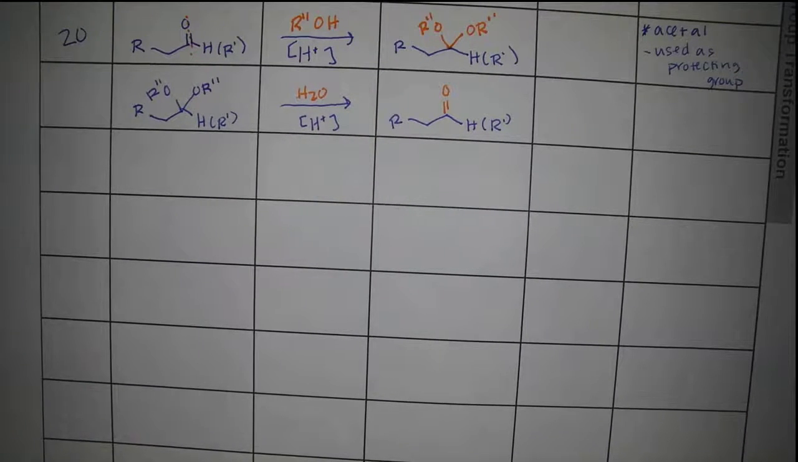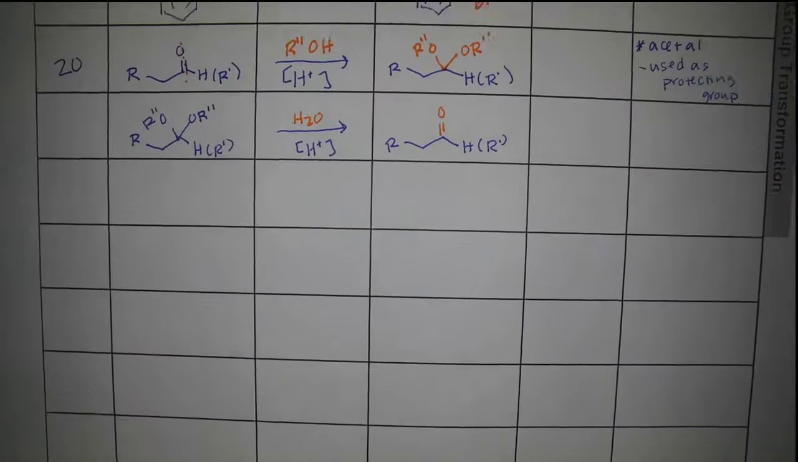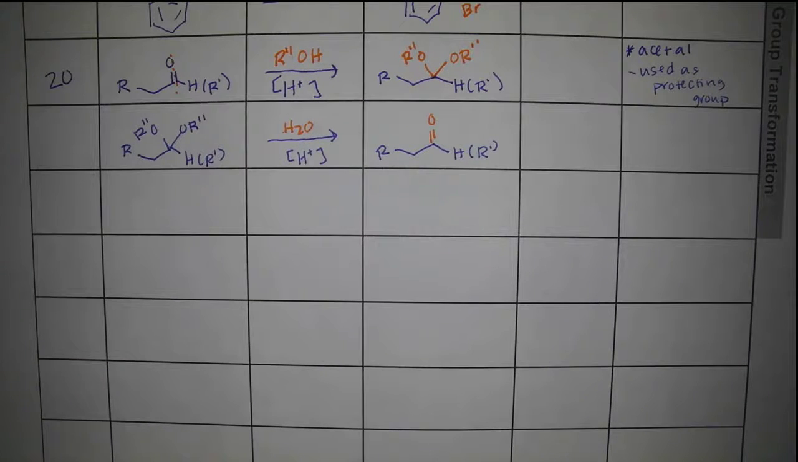Questions on either of those two reactions? So that acetal is used as a protecting group. So if you needed to do a reaction where you're only reacting with an ester as opposed to the carbonyl, then you can protect that carbonyl. And we'll see a couple of examples of those today.